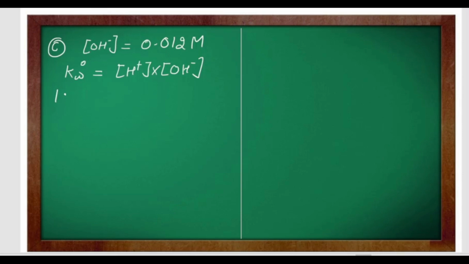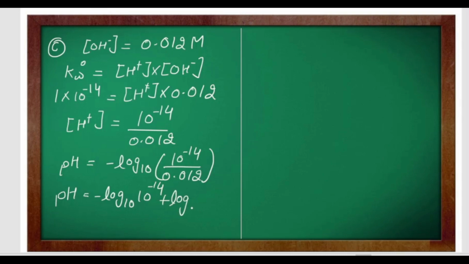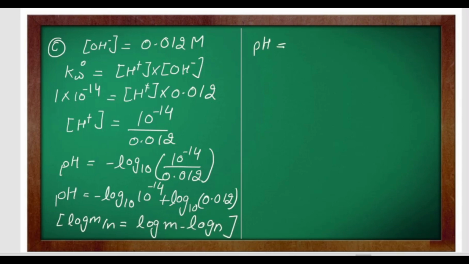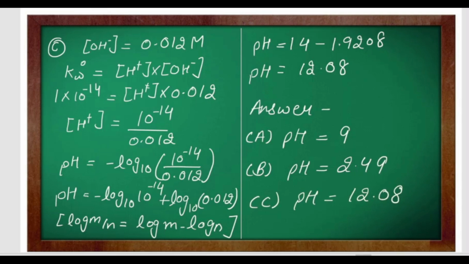First we have to find out the hydrogen ion concentration, which can be found from the Kw equation. The hydrogen ion concentration comes out to be 10 raised to power minus 14 divided by 0.012. After solving for hydrogen ion, we can find out pH using the pH formula, which is minus log of H plus. The pH equation can be simplified by writing log m divided by n is equal to log m minus log n. After calculating, the pH value comes out to be 12.08. Answer: Part A 9, Part B 2.49, Part C 12.08.